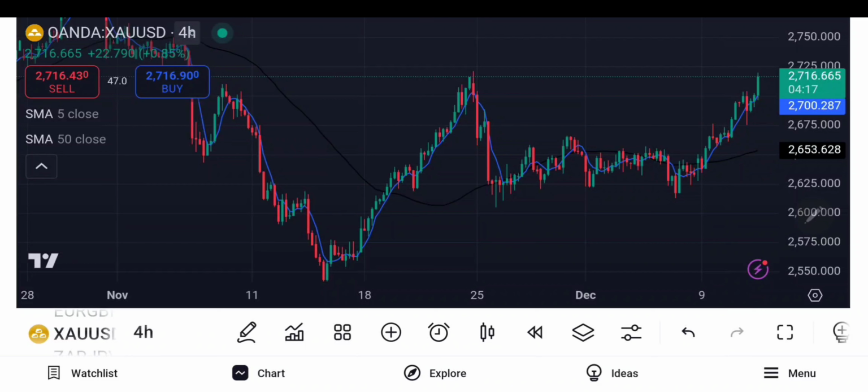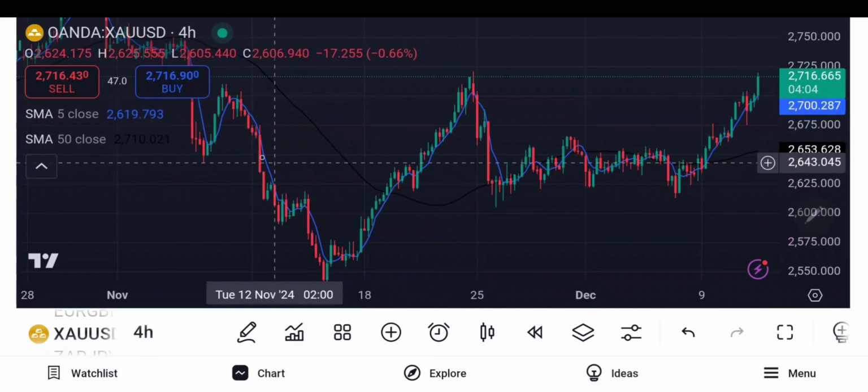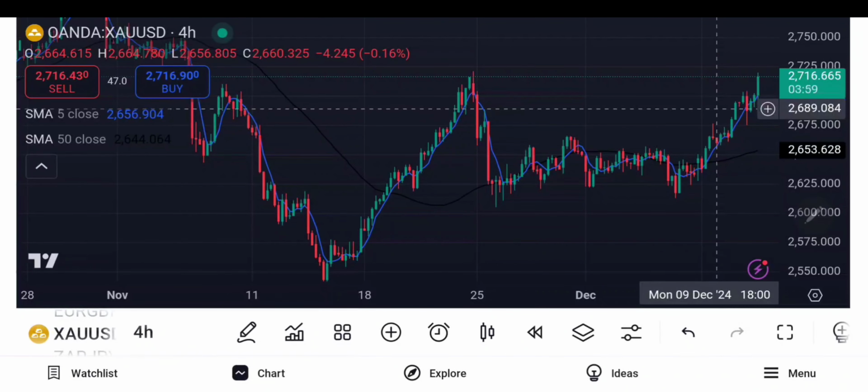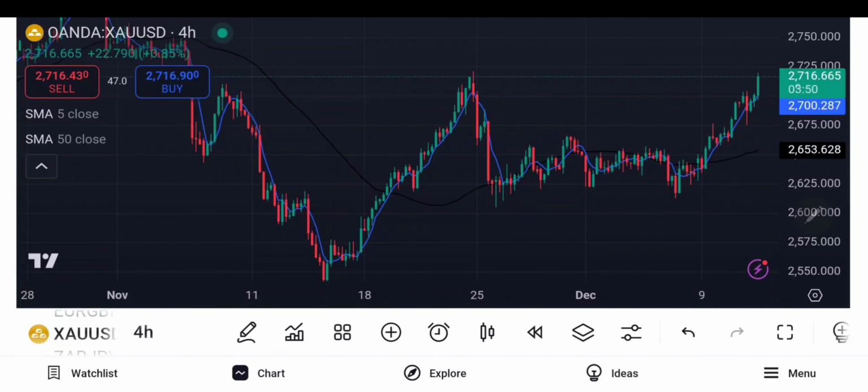So we look closely right here at the top left where you see the 4 and the H. This indicates we are now trading on the 4-hour time frame. What does that mean? If you look at all these candles, every last single one of these candles took 4 hours for each of them to open, form, and close. If we look to the top right, this candle we're currently on is trading at $2,716. And the time left on this candle is 3 minutes and 43 seconds.